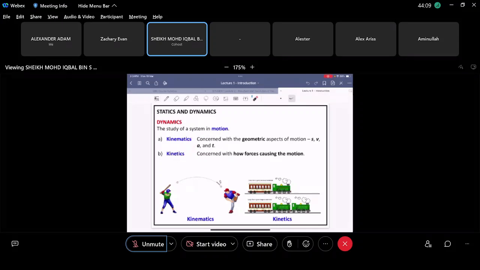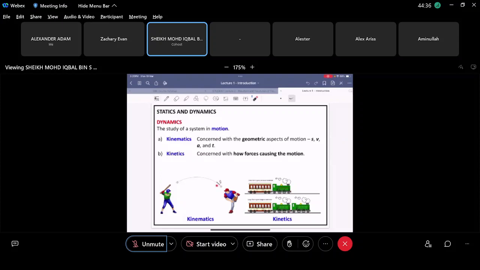So kinematics is this one. It's concerned with the geometric aspects of motion like displacement, velocity, acceleration, and time, right? For kinematics, we do not concern ourselves with force. We only want to know the geometric aspects. And what are the geometric aspects? It's velocity, acceleration, time, and displacement. That's all we need to know. We don't want to know about the forces.